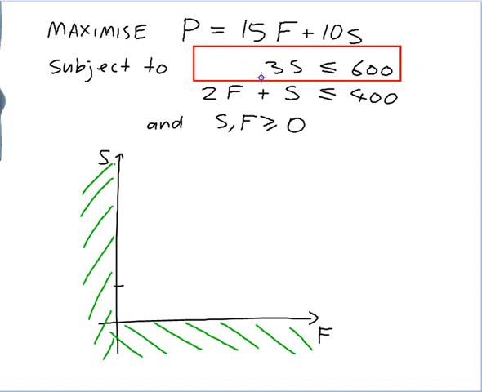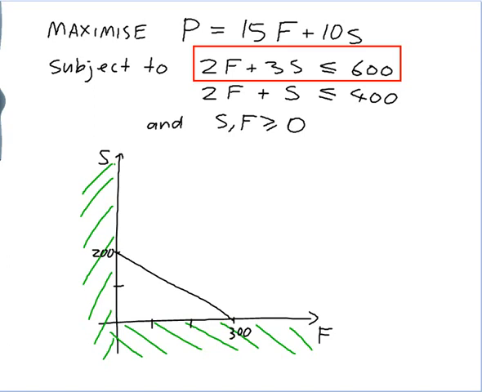So 200 here. And when S is equal to 0, I get 2F is equal to 600, so F is equal to 300. 1, 2, 3. Just there. And my line looks like this.